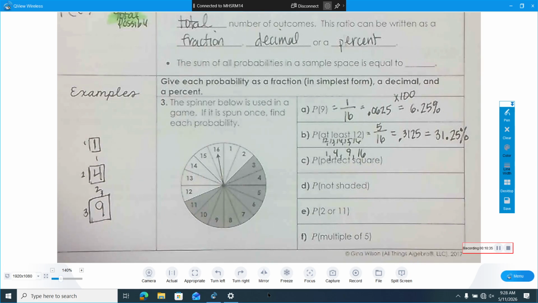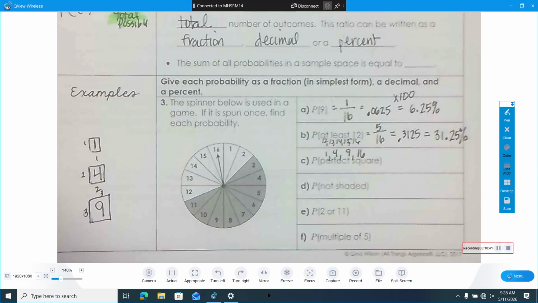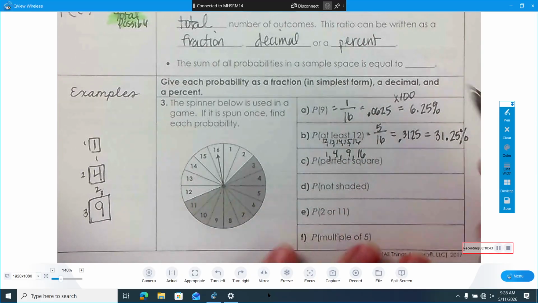I don't know. Have you ever watched Number Blocks? You guys? No? Oh, Number Blocks is the greatest show. They do perfect squares. You should watch it. It's so good. All right.